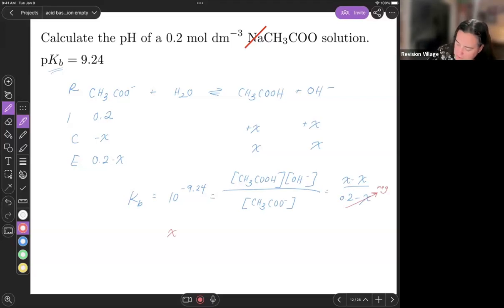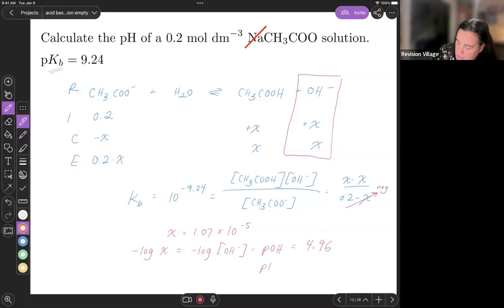And I get 1.07 times 10 to the minus 5 when I solve for x. Now, x is the concentration of hydroxide. So if I take minus the log of x, I have minus the log of the concentration of hydroxide. That's the pOH. And I get a number really close to 5.